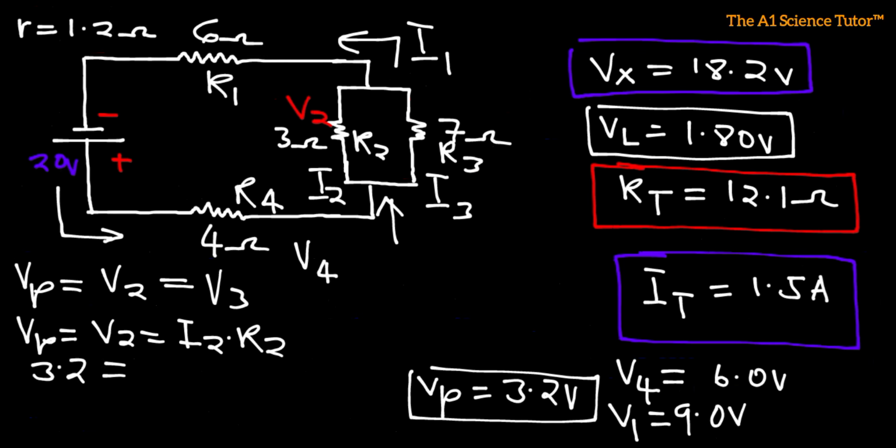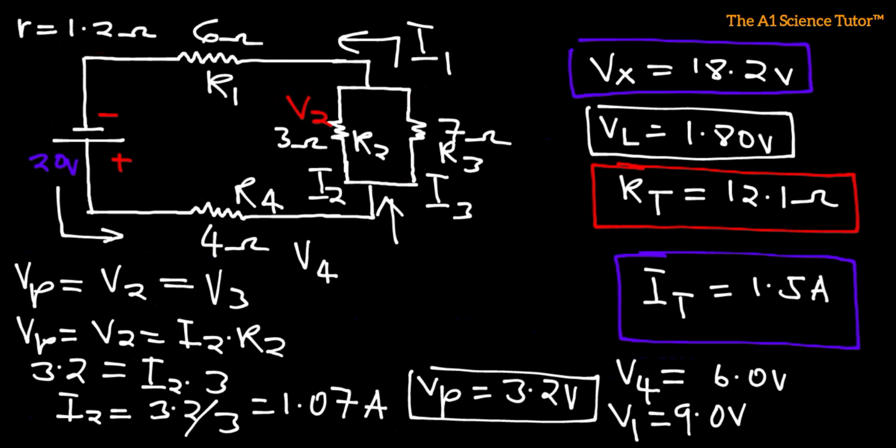Then over here, we have to find I2. Now R2 is what? That is 3. So I2 is going to be 3.2 divided by 3. Now that gives us 1.07. So this is 1.07 amps. That is what we have for I2, right?